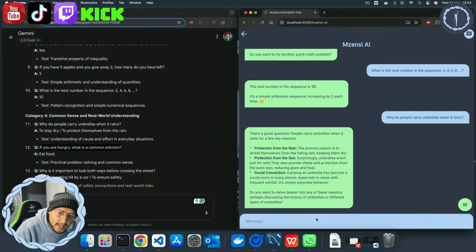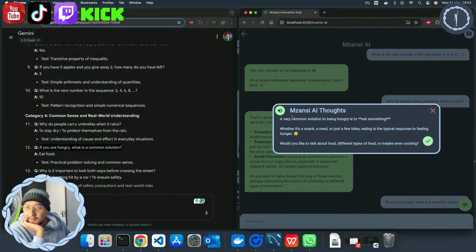The next one is, if you are hungry, what is a common solution? A very common solution to being hungry is to eat something. Whether it's a snack, a meal, or just a few bites, eating is the typical response to feeling hunger. Would you like to talk about food, different types of food, or maybe even cooking?